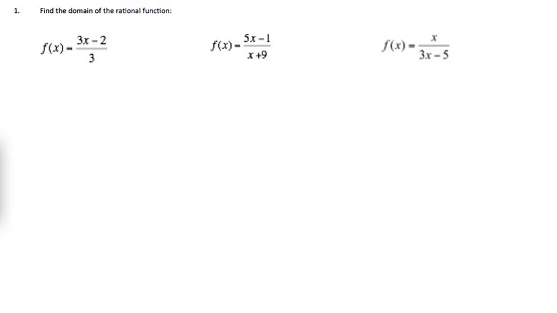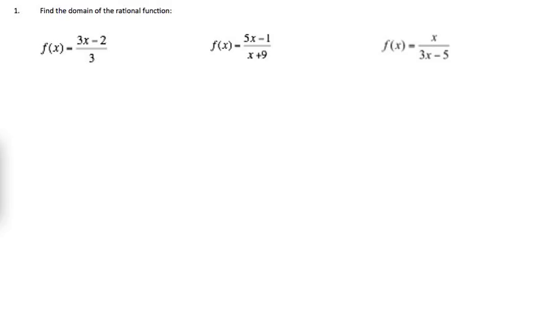So let's look at the first problem. f of x equals 3x minus 2 over 3. I don't have a variable in the denominator on this one, only in the numerator. So no matter what value I choose for x, I would still have a number value for f of x when I plugged that value in for x. So that means there's nothing that would make my denominator 0 and nothing that would make this domain undefined. So the domain of the first problem would be all real numbers.